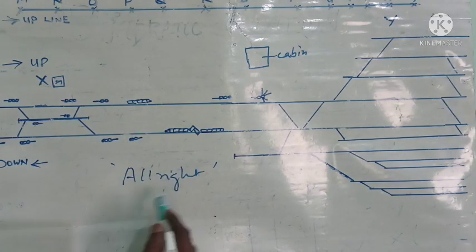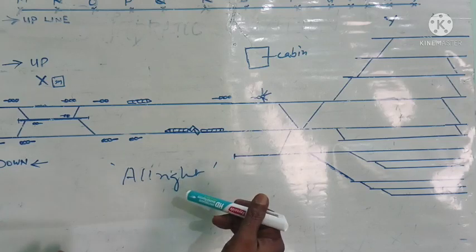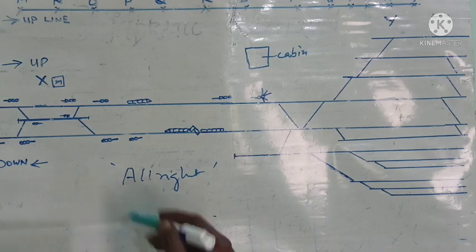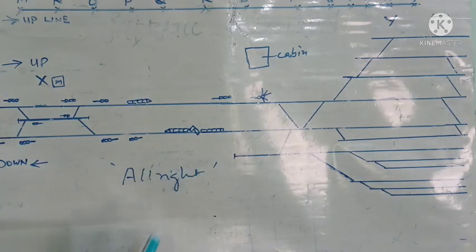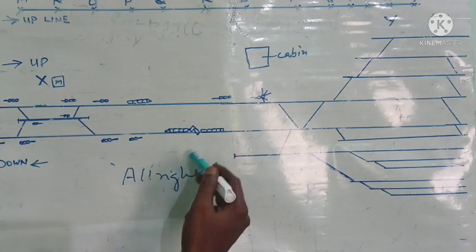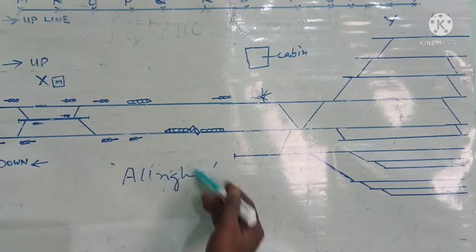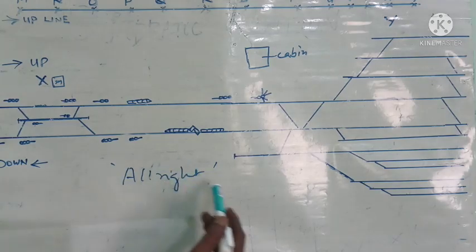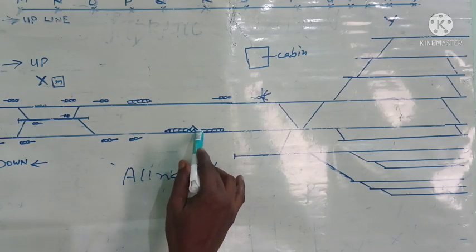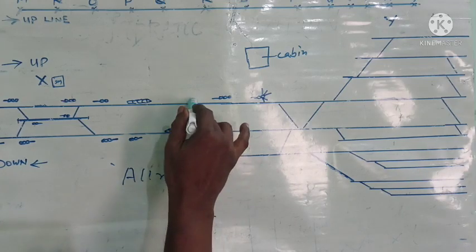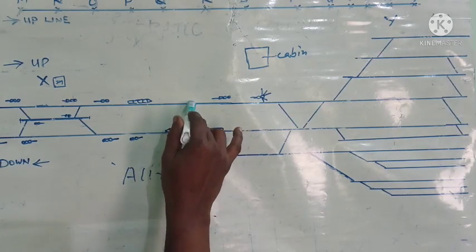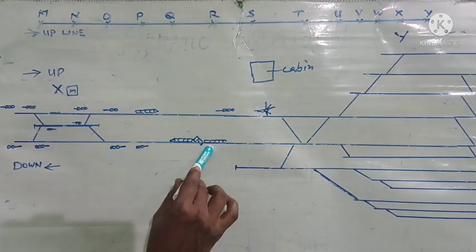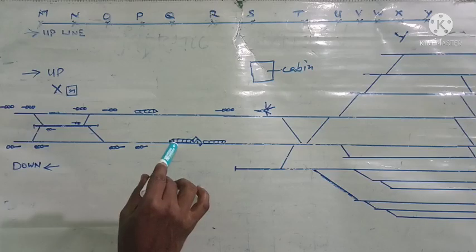What can be the reason? It may be that the hose pipe connecting the air brake pipe of two wagons might have broken or given up. Or it can be that the wagons derailed, one or two wagons derailed. And not only that, when it is derailed, there is every chance that it will turtle and obstruct this upline.